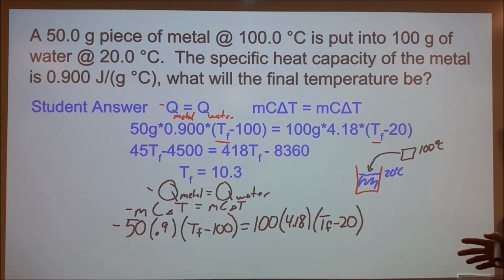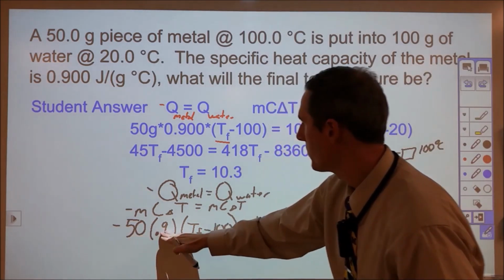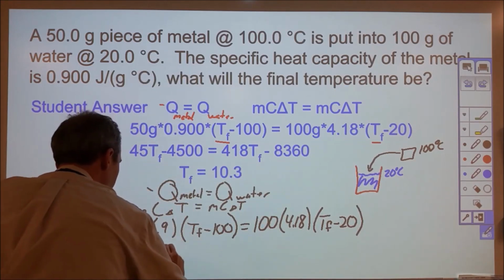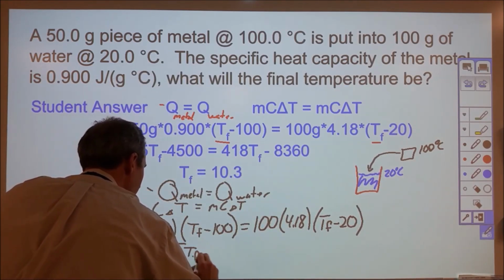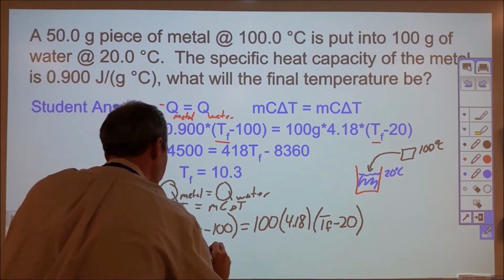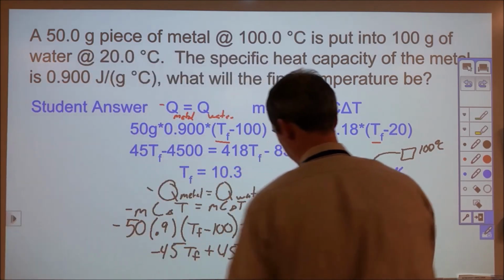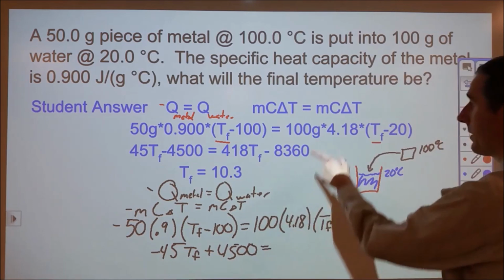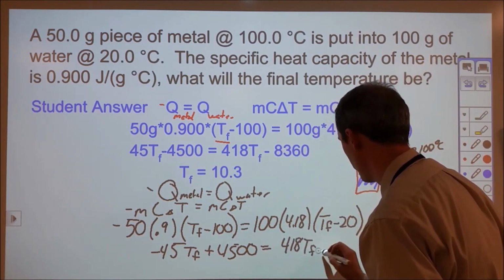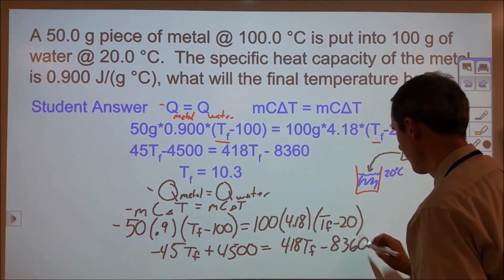Okay? So what we're going to do now is we're just going to distribute everything. So we're going to do negative 50 times 0.9 times T final. So that's going to come out to negative 45 times the final temperature. And then the 45 times the 100 is going to be plus 4,500. And then over here, we should end up with the same thing as we ended up with over here, which is 418 final temperature minus 418 times 20, which is 8,360.